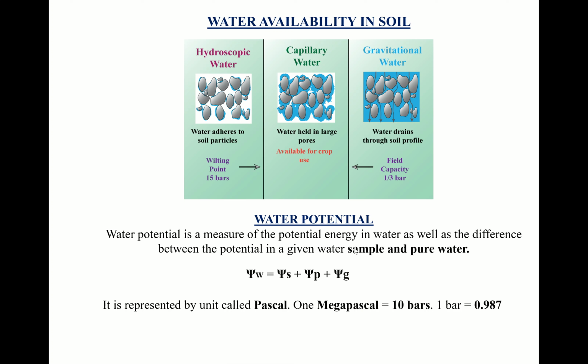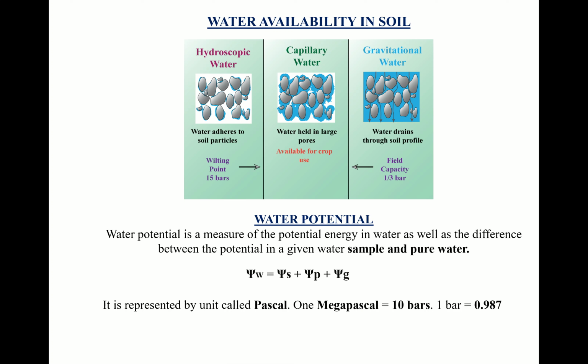So, what is water potential? This is a very important concept that you have to remember. It is very basic, and you have to remember it for the exam, and also to understand the plant physiology chapter. So, what is water potential? It is the measure of the potential energy of the water. The energy which is possessed by the water molecules is called the water potential.